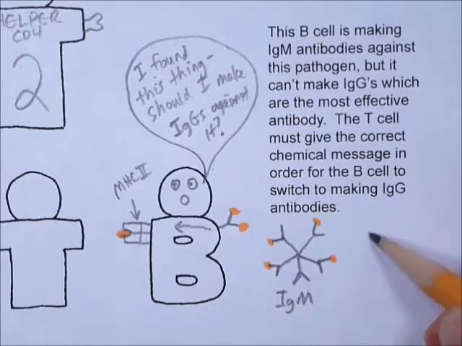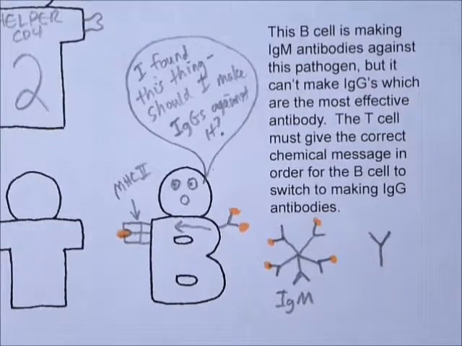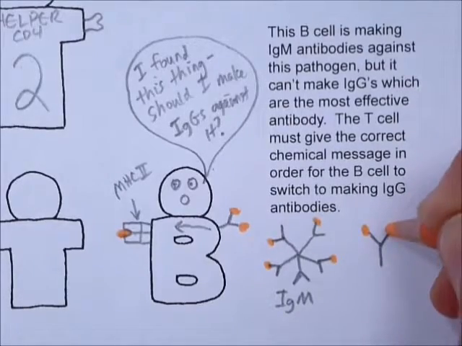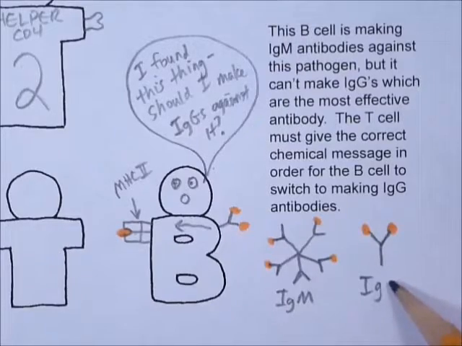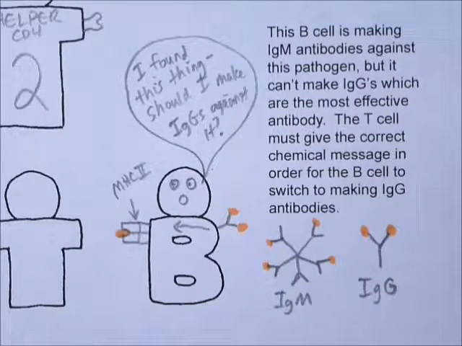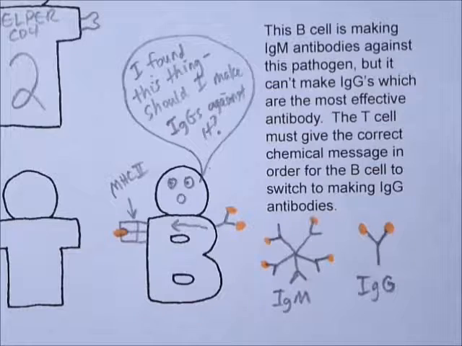An IgG is just simply a Y. That's the antibody we usually see in pictures like that. We usually see IgG typically. So it would like to know whether to stop making these and start making these. Now once it makes that switch, and this is called class switching, it can't ever go back and make IgMs.